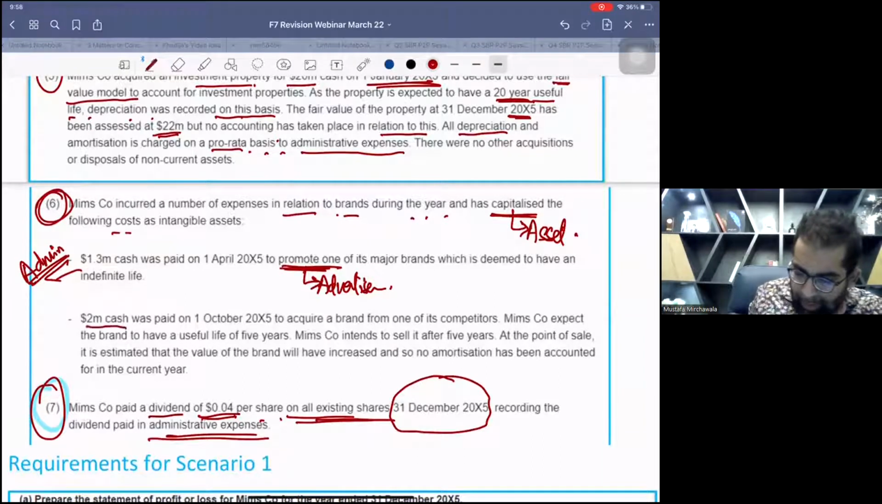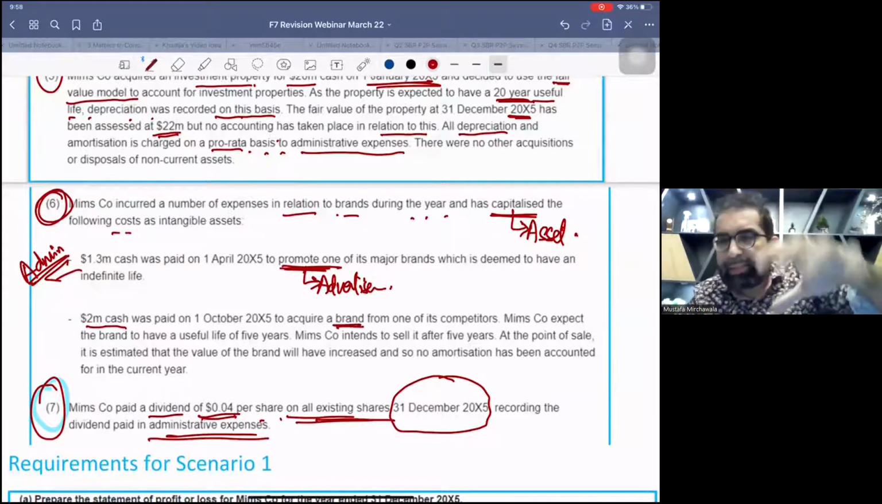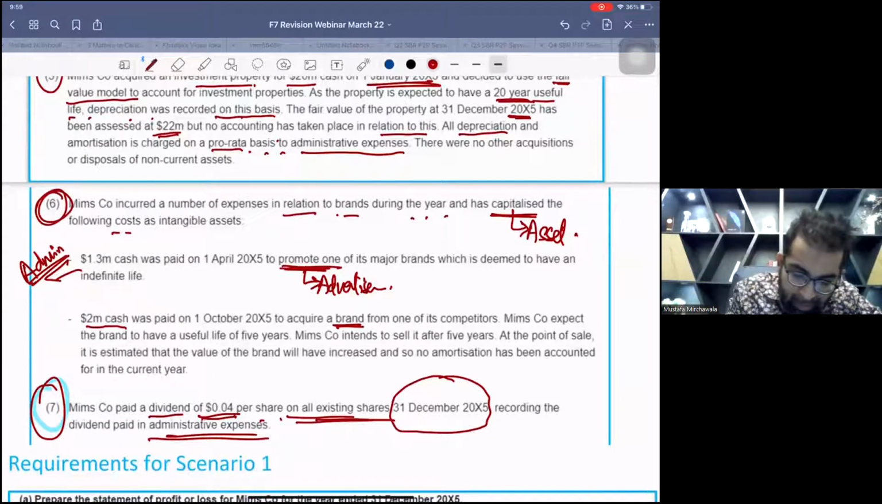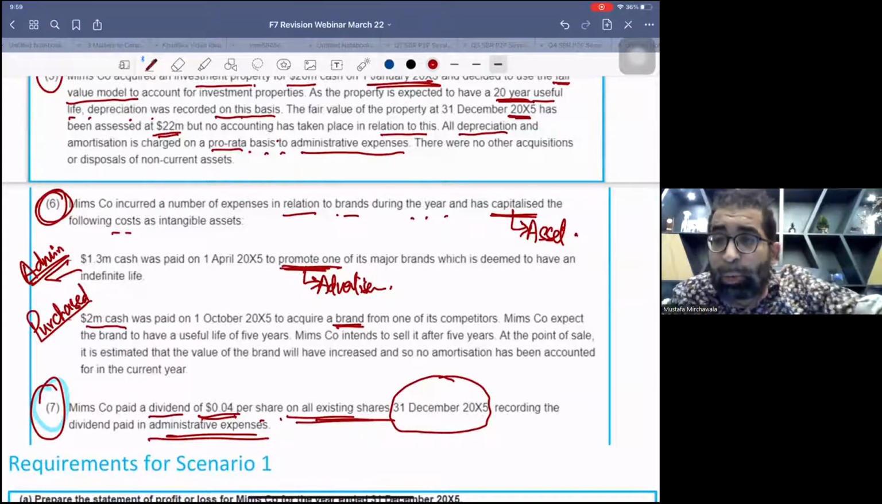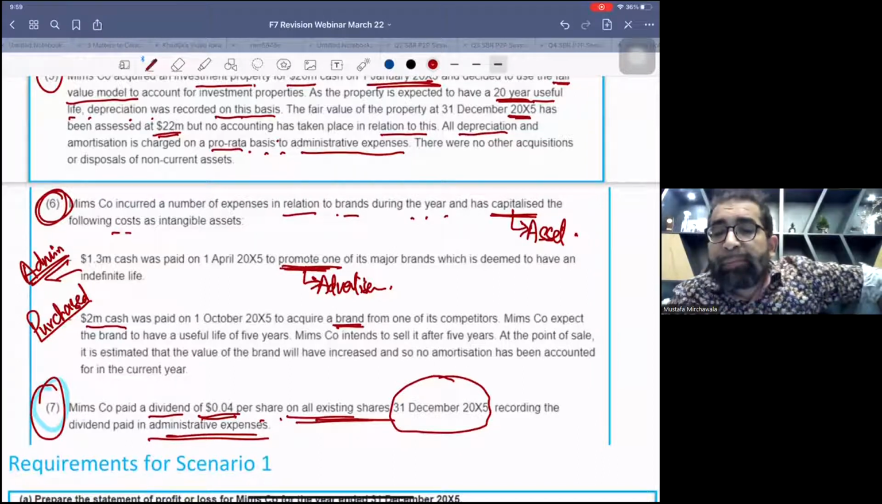Now, 2 million cash was paid in October X5 to acquire a brand. Yes, acquiring a brand is a non-current asset. This is not an internally generated brand. This is a purchased brand. So my respected students, yes, we capitalize it. And yes, it will go in cash flow. We have done this investment. Whenever we buy a non-current asset, this outflow goes in investing activities.